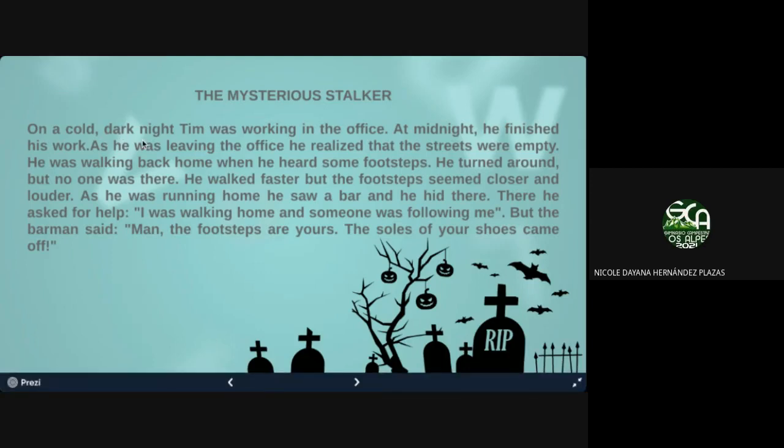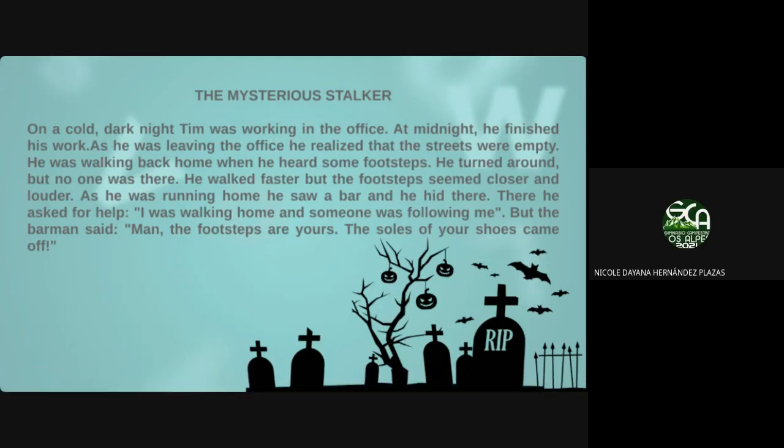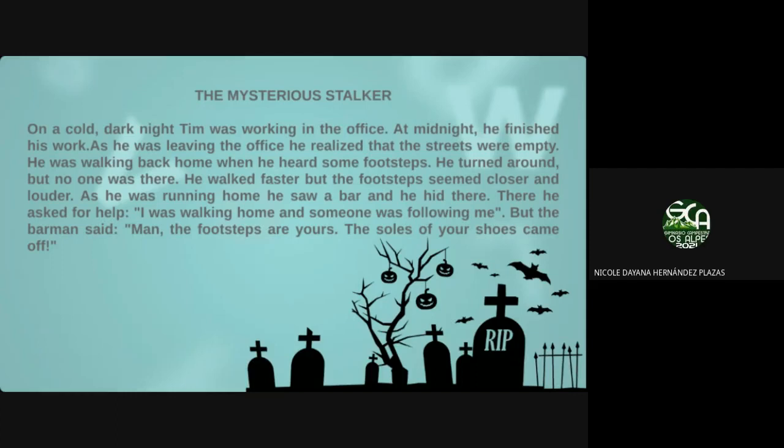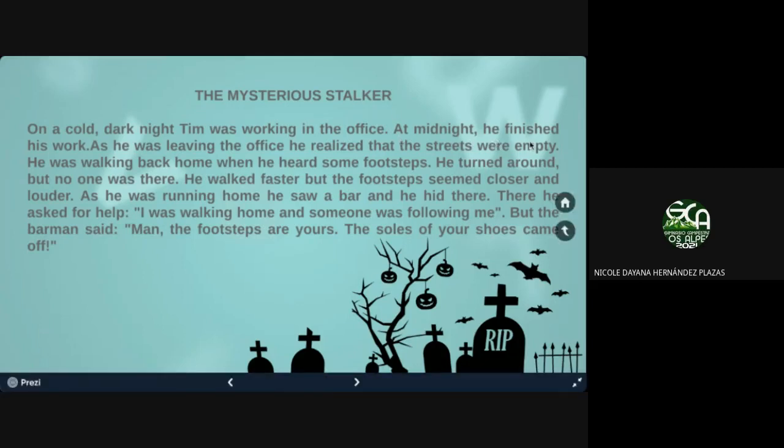On a cold, dark night, Tim was working in the office. Esto estaba pasando. Ese es el contexto que tenemos. Let's continue. At midnight, he finished his work. Simple or continuous? That's it. You got it. Simple. At midnight, he finished his work. What happened here? You have specific times, specific actions that had already finished. En medio de la historia, en medio de este contexto, estaba trabajando, pero en este momento, en este punto específico, acabó de hacer algo. So, specific things that finished.